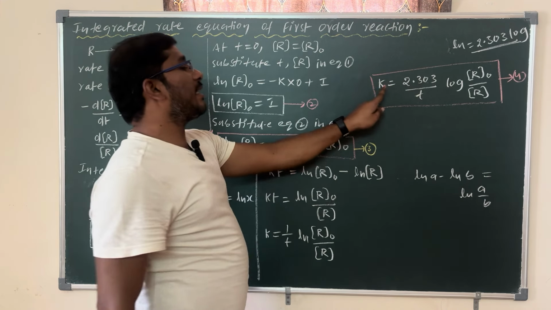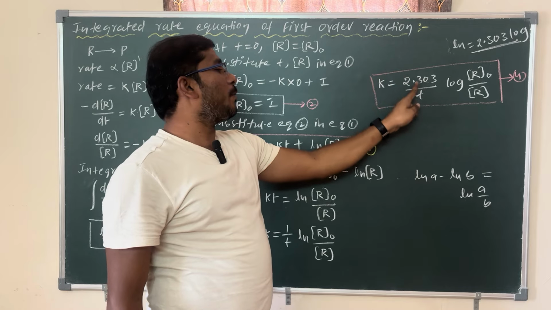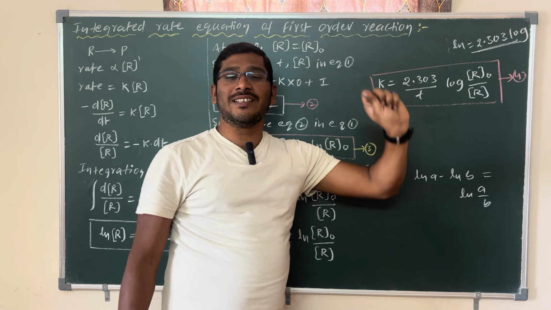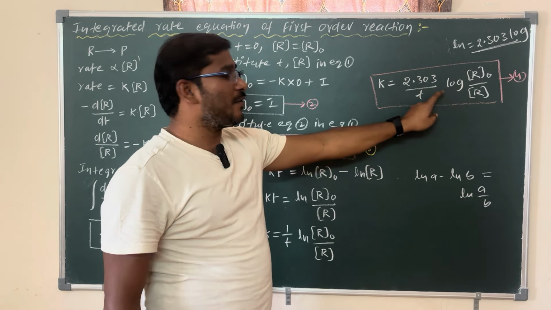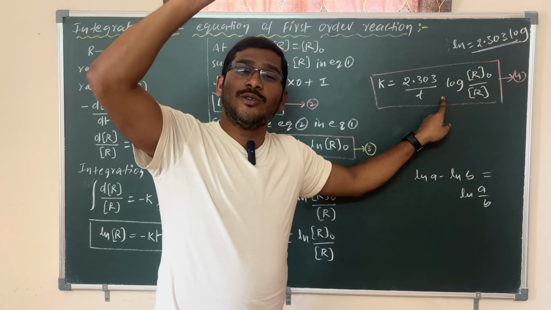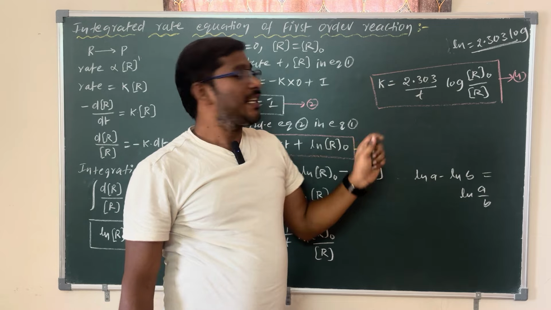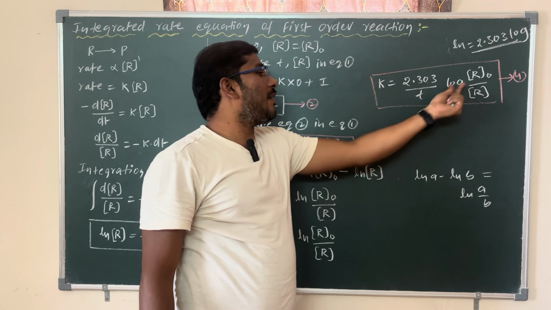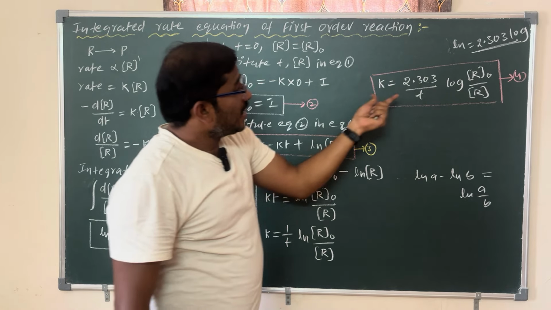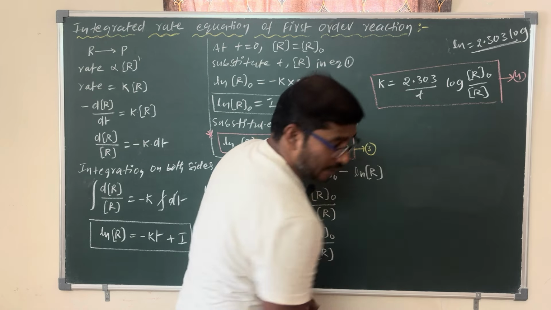This is the integrated rate equation for which order reaction? First order reaction. K is equal to 2.303 by t log initial concentration of reactant divided by concentration of reactants. What is the integrated rate equation of zero order reaction? K is equal to initial concentration R naught minus R divided by t. Here K is equal to 2.303 by t log initial concentration divided by concentration of reactants. Students, this formula is also written in another form, so I am erasing this part.